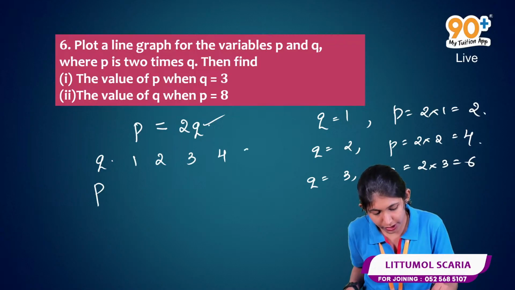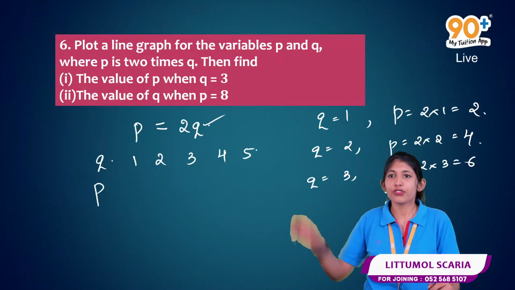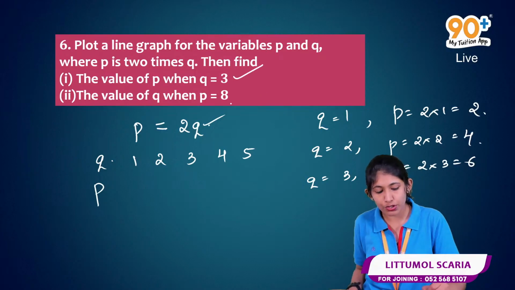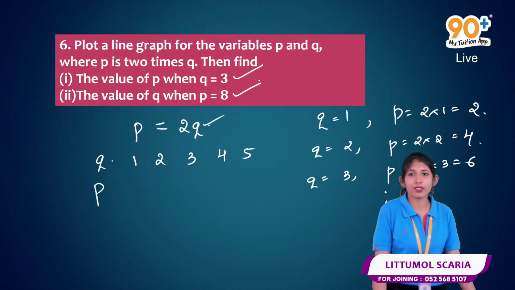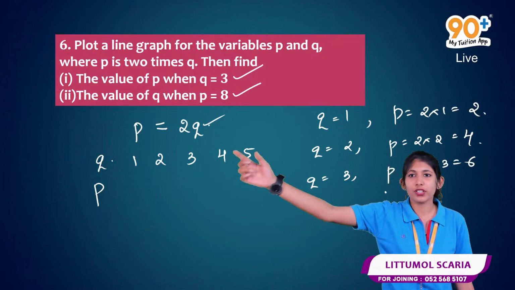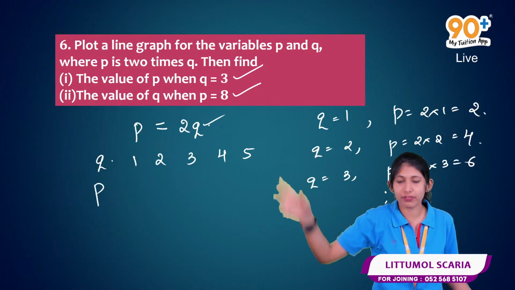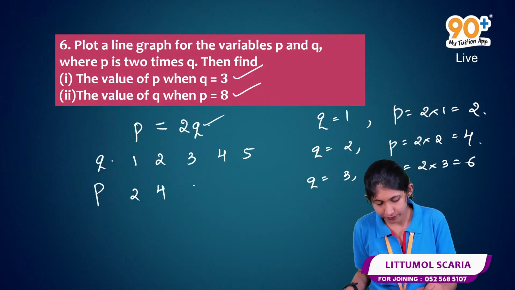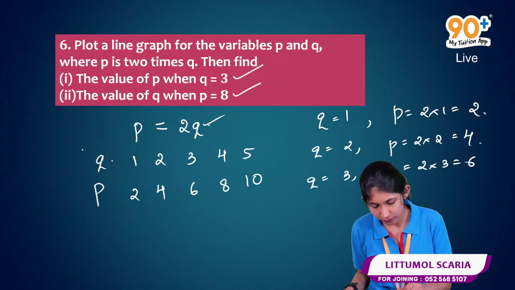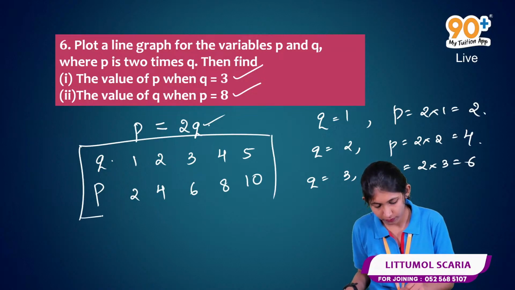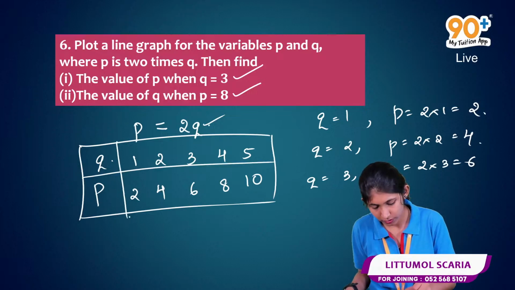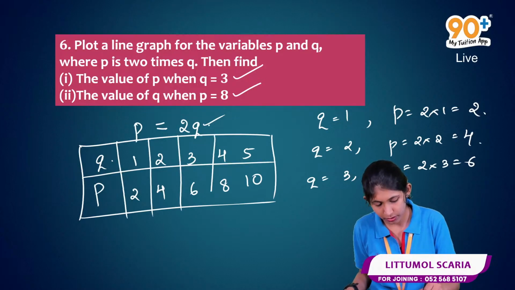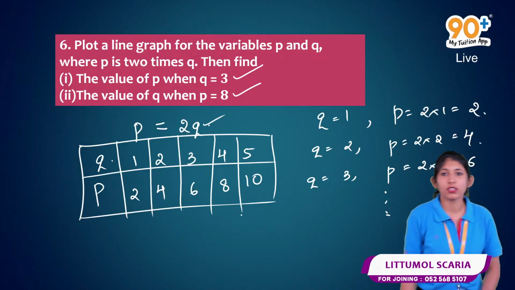Ma'am, who told you to take 1, 2, 3, 4, 5? From your graph, you are supposed to find the value of P and Q based on this. So how can you take 1, 2, 3, 4, 5? P will be put them in J. Okay?